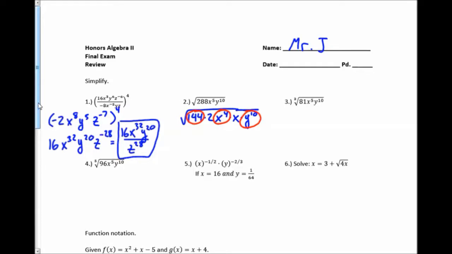The square root of the 144 gives me a 12. The square root of x to the 4th is x squared. The square root of y to the 10th is y to the 5th. And I'm still left with a 2 and an x underneath my square root symbol. And that's it. All right?